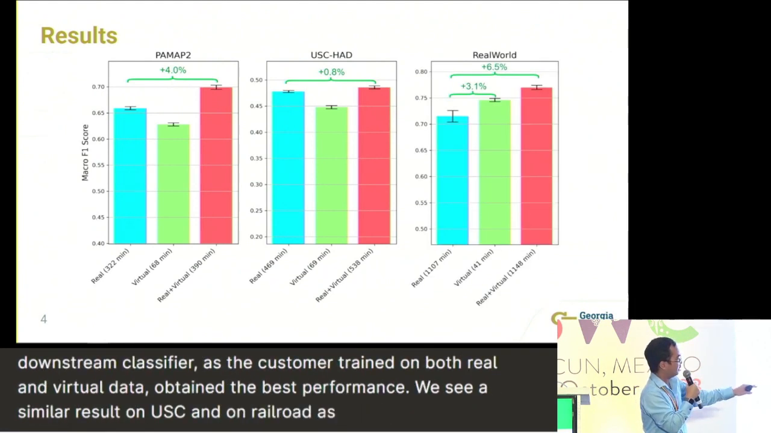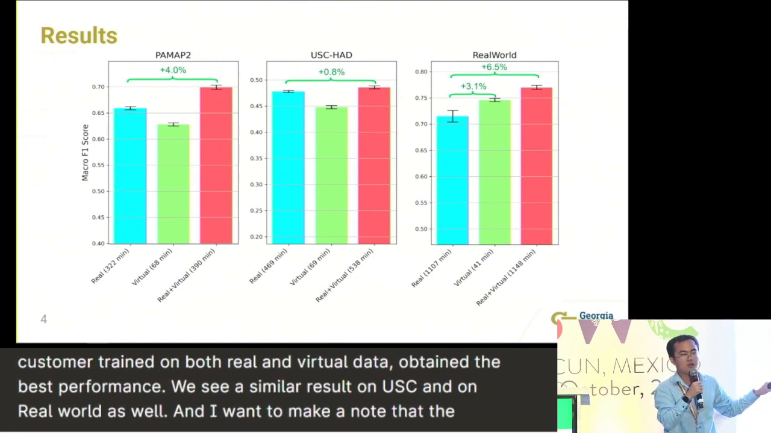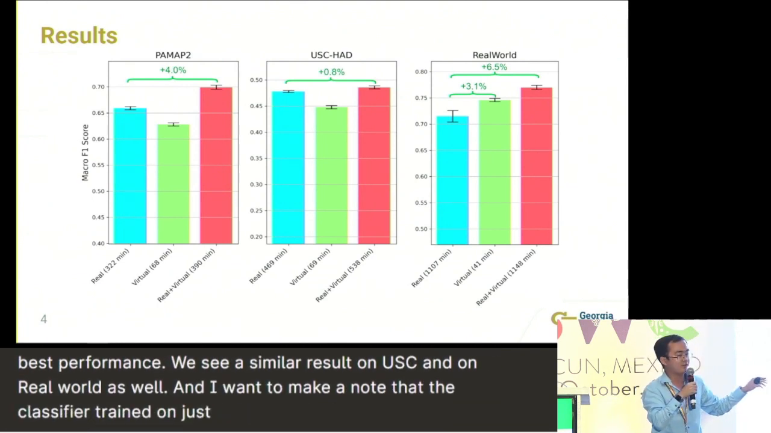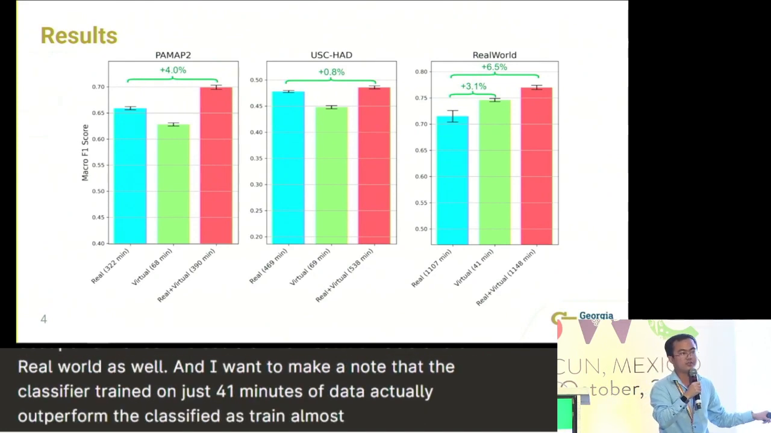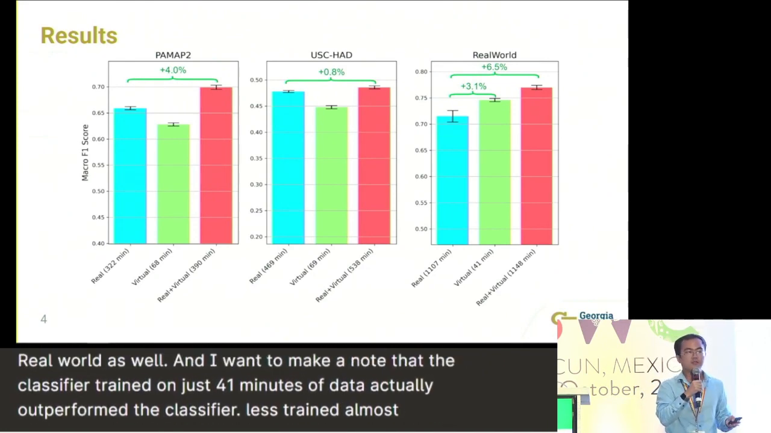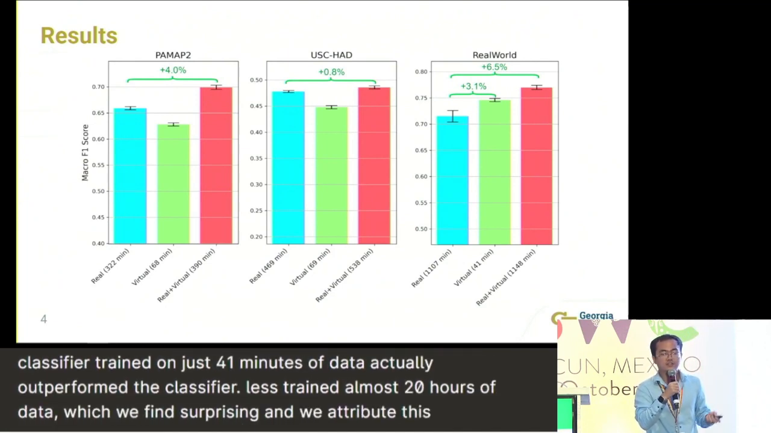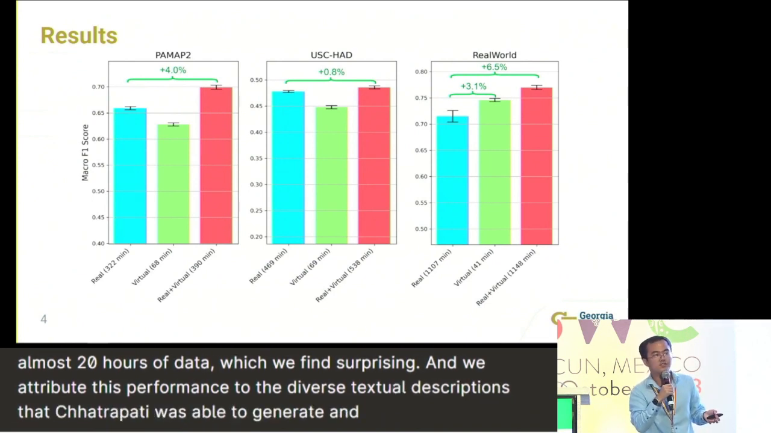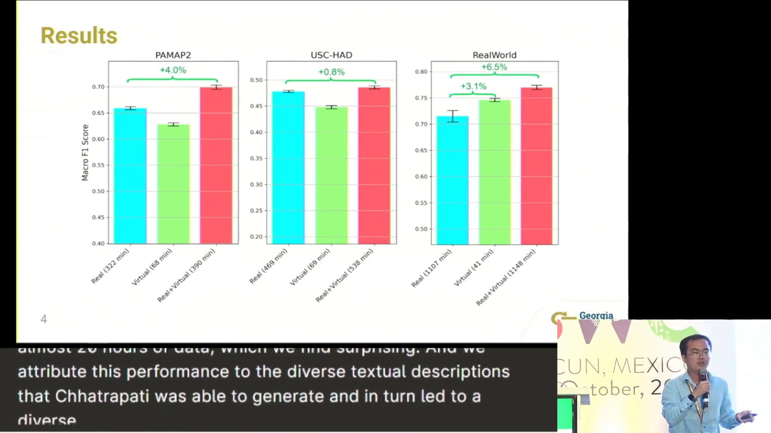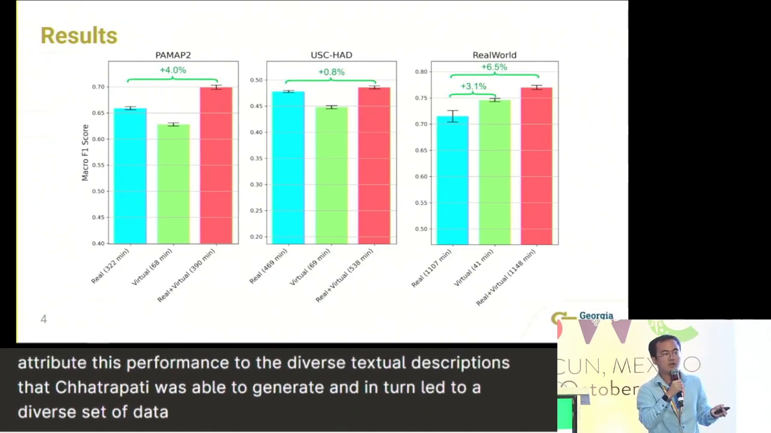And I want to make a note that the classifier trained on just 41 minutes of virtual IMU data actually outperformed the classifier that's trained on almost 20 hours of real IMU data, which we find surprising. We attribute this performance to the diverse textual descriptions that ChatGPT was able to generate, which in turn led to a diverse set of virtual IMU data, which allowed the model to generalize well.